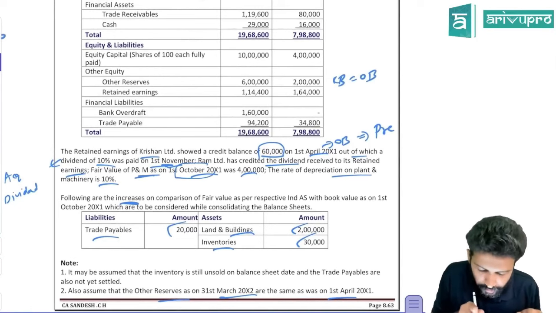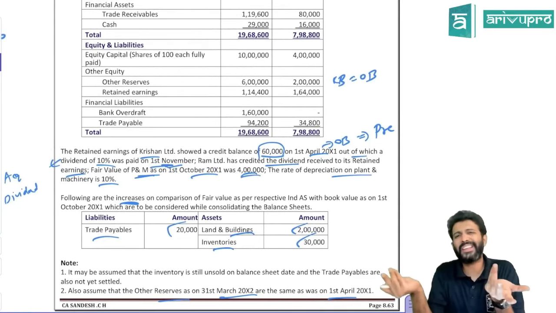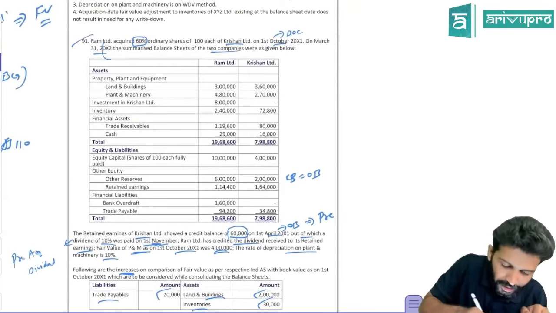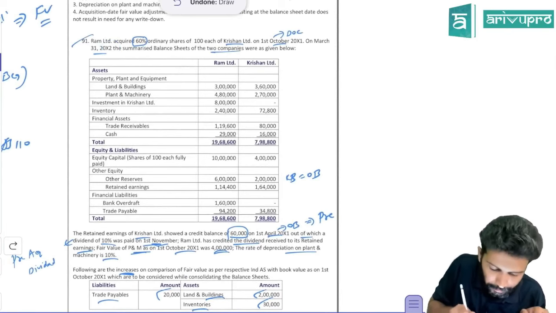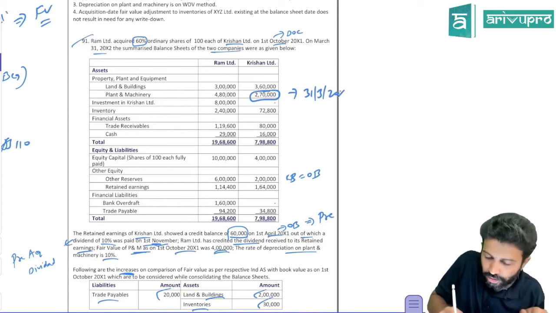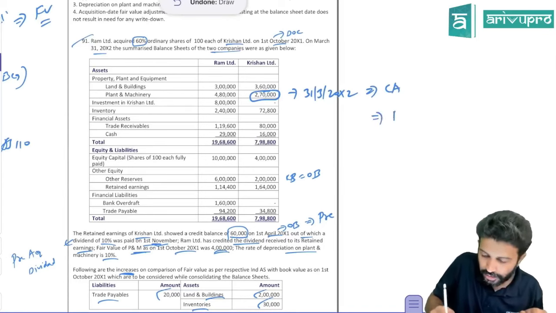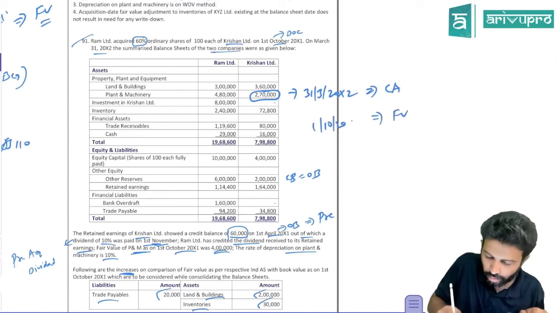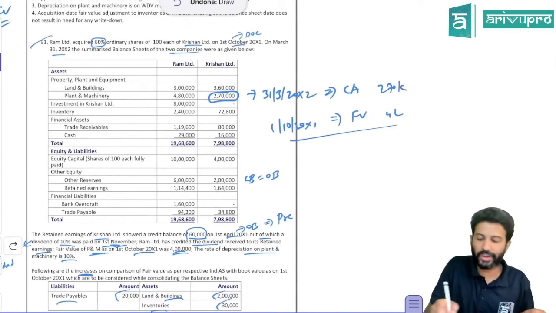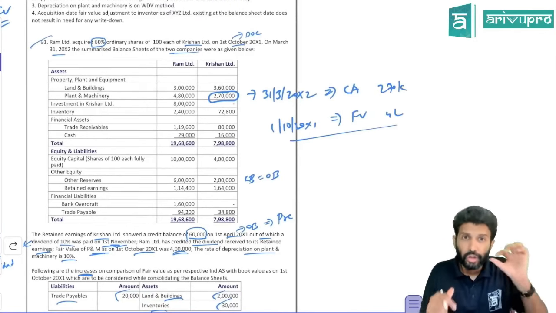Fair value of plant and machinery on 1st October, that is on the date of control, is 4 lakh. So you need to compare fair value with book value and then say how much the asset increased or decreased by. But the problem is the balance sheet is as on 31st March 20x2. So the subsidiary company's plant and machinery is 2,70,000, the value as on 31st March 20x2. But the fair value given is as on 1st October 20x1. You can't compare these two and say fair value increased by 1,30,000. That is wrong because they are on different dates. So you have to get them on the same date.